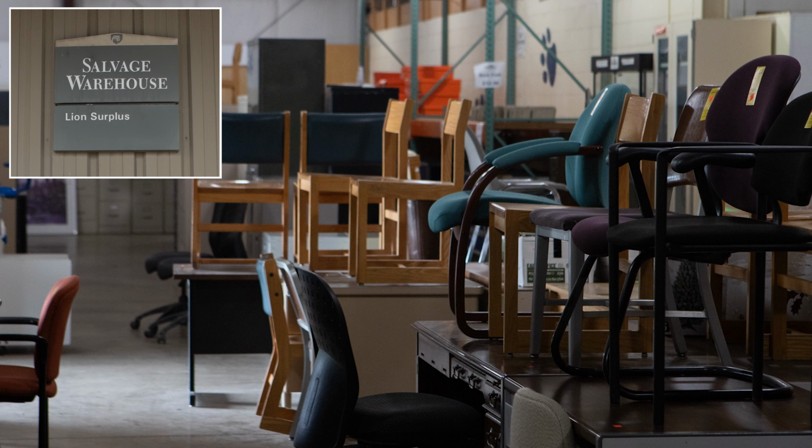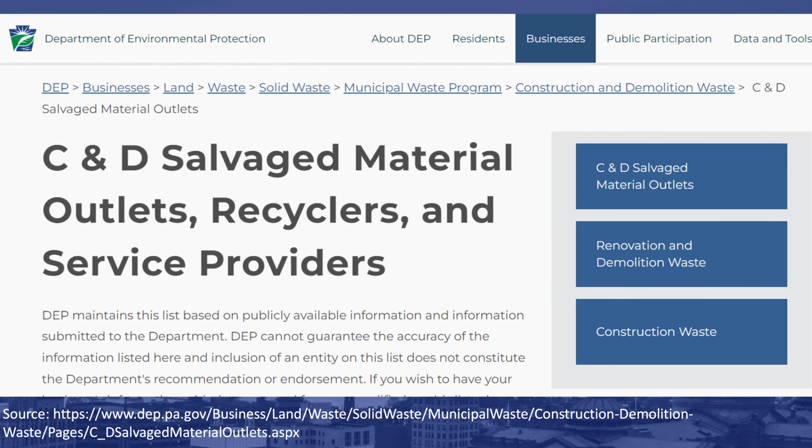To find reuse options, check out the DEP's listing of salvaged materials outlets and stores. And if recycled or reused products are not available, look for products that can be repaired or will have the longevity to be used on the next project.